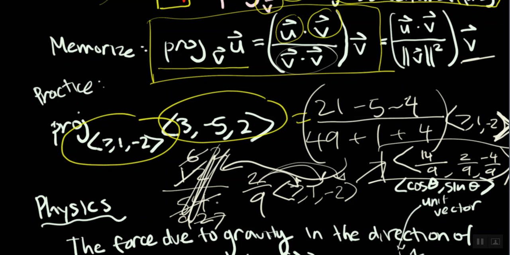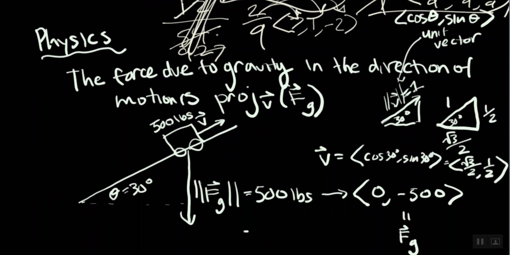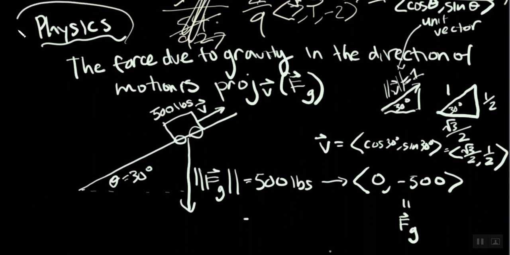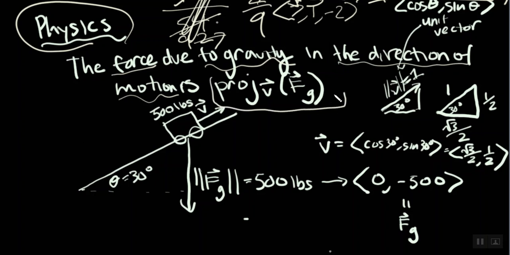So now let's apply this to physics. Now why physics? Well, we basically create math for physics and other sciences, but physics is a math-demanding science. So let's respect that and let's do this problem using projections. Now, something that we should learn is that the force due to gravity in the direction of motion is the projection of, well, the force of gravity over, well, the direction of motion indicated by the vector v.